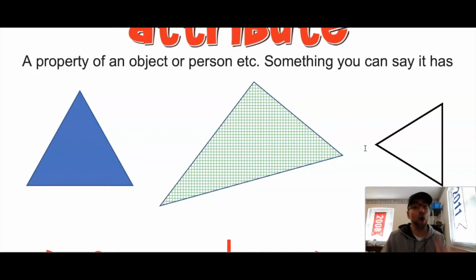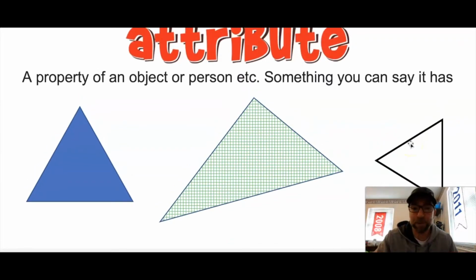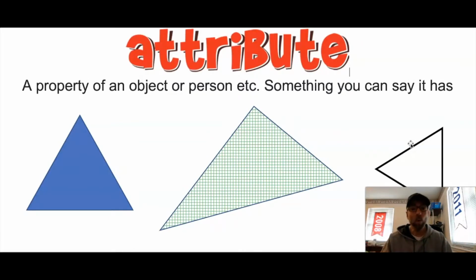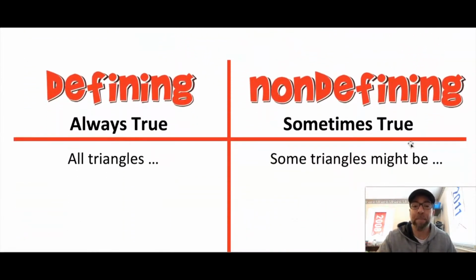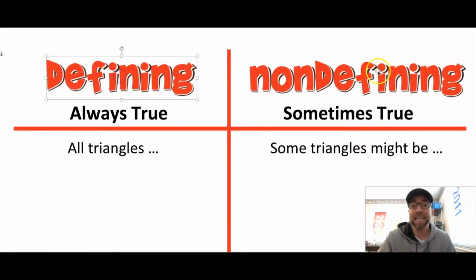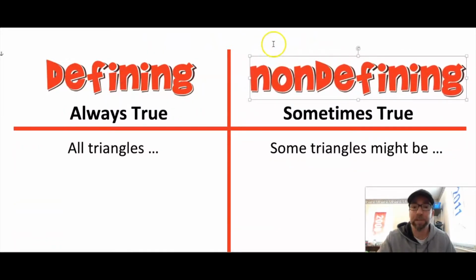Now, the triangles also have something that makes them all different. When I look at each one, I can see that they're all different in a couple of ways. One of the ways that they're different is they're all different colors. This triangle is blue. This triangle has lines on it. This triangle's white. So we can look at attributes that a shape might share, or attributes that might make the shapes different. And those attributes have special names. We call them defining and non-defining attributes.